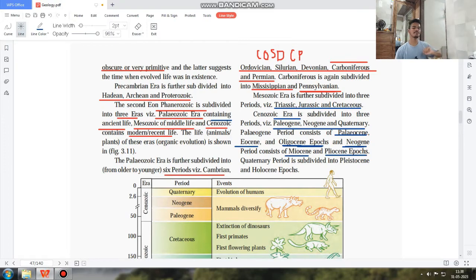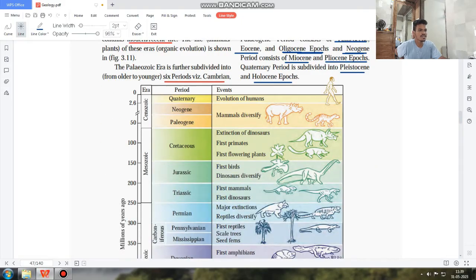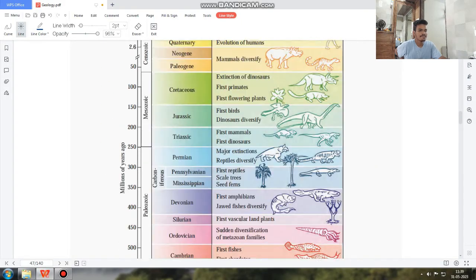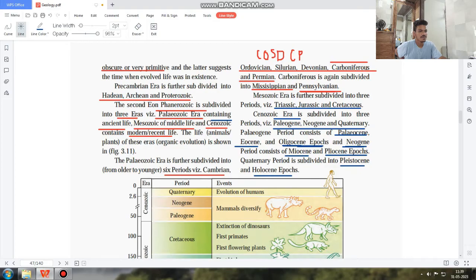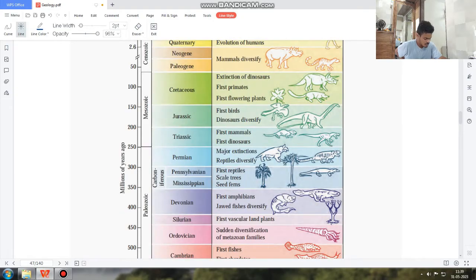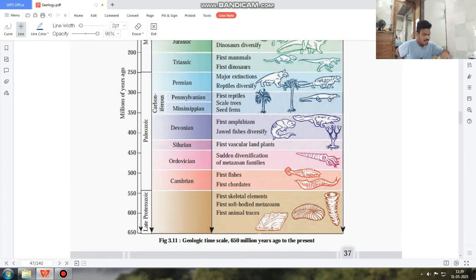Now how to remember how many things under each part, subdivided into many parts? Not to remember, don't remember anything. Just remember this table. If you remember this table, khatam. I know this is looking confusing over here. This table is the main thing. Okay. Now in 2022, they asked one question on this table for sure.